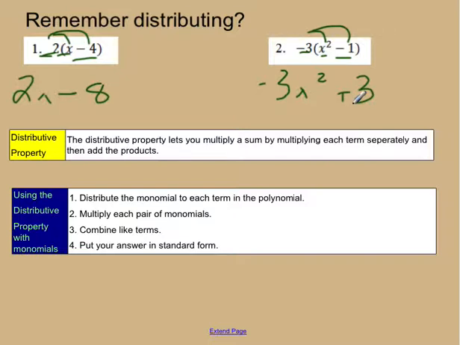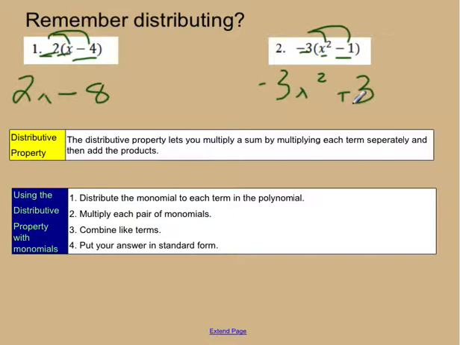So let's go ahead and write that distributive property down. It lets you multiply a sum by multiplying each term separately and then adding the products. It sounds really confusing, but all that is what we did in numbers 1 and 2. So now we're going to start multiplying in a monomial, not just a number. There might be x's or other letters involved.